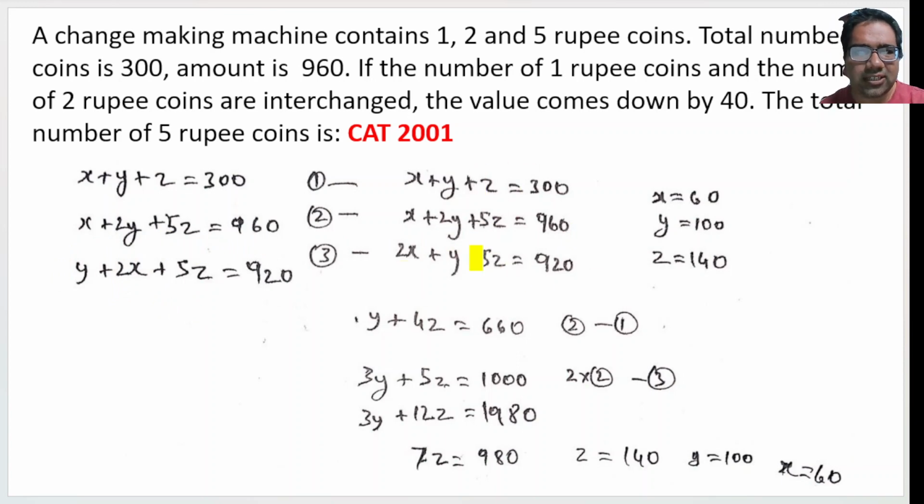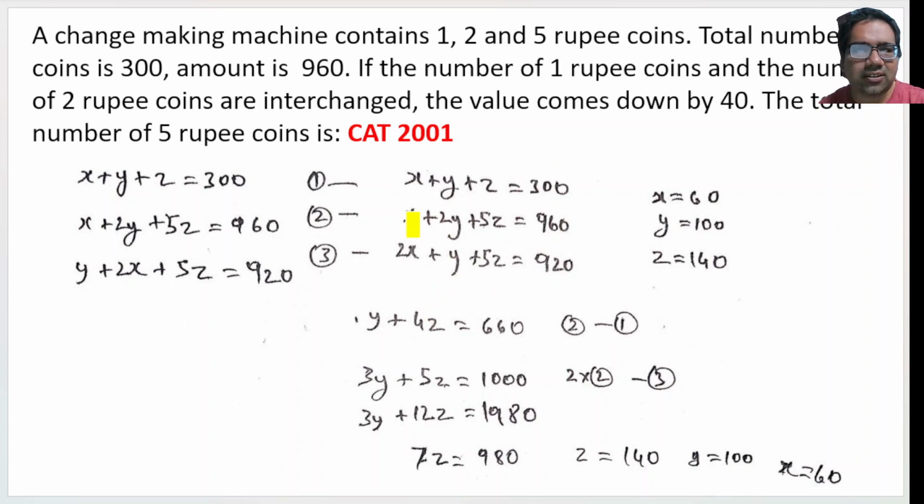We just need to solve three equations with three unknowns. How do we solve this? Let us eliminate x from the first two equations and then from the second and third equations. First, let's subtract the first one from the second one. x minus x is anyway 0. 2y minus y is y. 5z minus z is 4z equals 960 minus 300, which is 660.